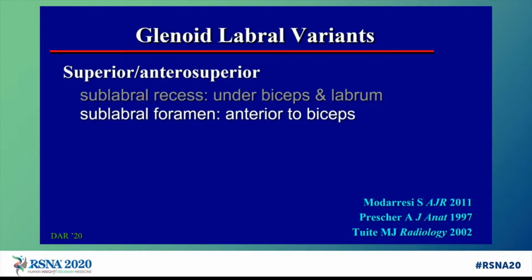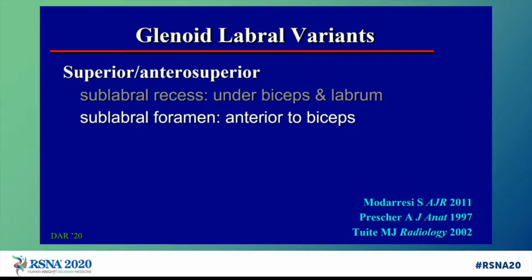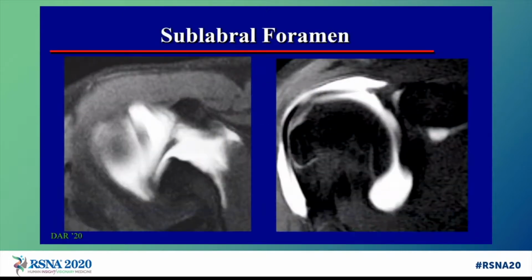The second variant is a sublabral foramen, and this is located anterior to the biceps and is essentially detachment of the anterosuperior labrum. So here in this case, there's the biceps tendon. So that contrast or fluid is now anterior to the biceps between the detached anterosuperior labrum and the underlying glenoid. And on the coronal image, you can see why this is sometimes called a sublabral hole.